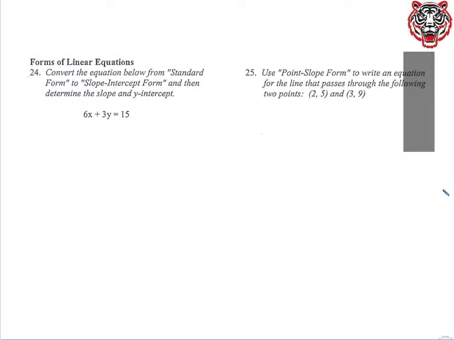So coming in number 24, we need to convert this from standard form into slope-intercept form. Slope-intercept form is y equals what? mx plus b. There it is, mx plus b. I need this form. So I need to move everything onto this side and get y by itself. When I see slope-intercept form, that means y needs to be by itself.